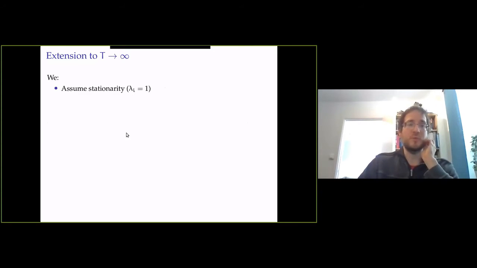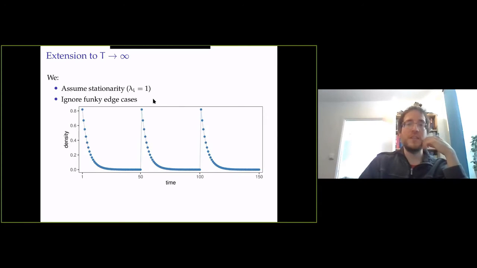In order to do that, we have to assume stationarity still. That is, the overall dominant eigenvalues of these infinite operators that they become in the t goes to infinity limit, those are still 1. We have to be careful to ignore certain funky edge cases, which will give us trouble.